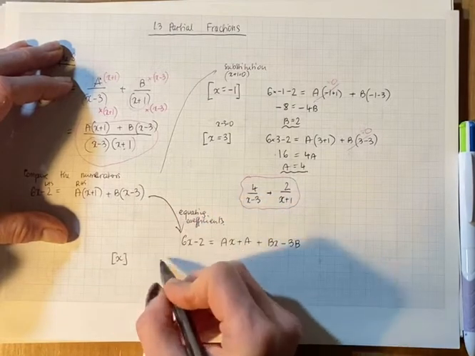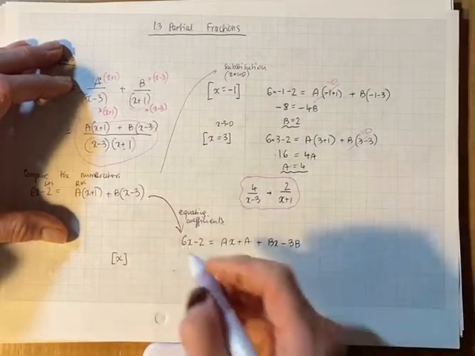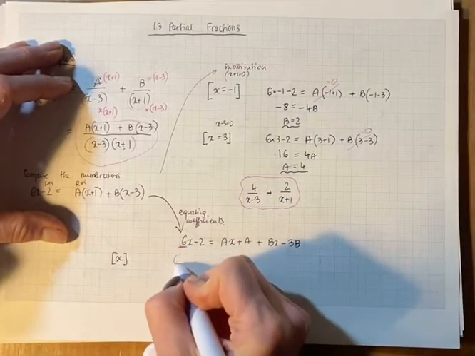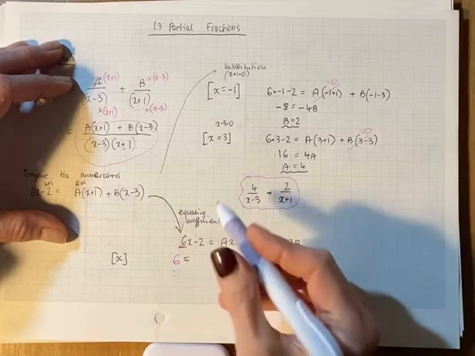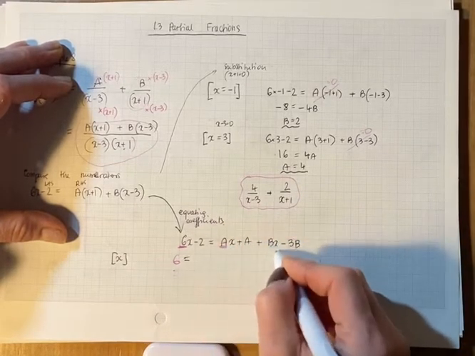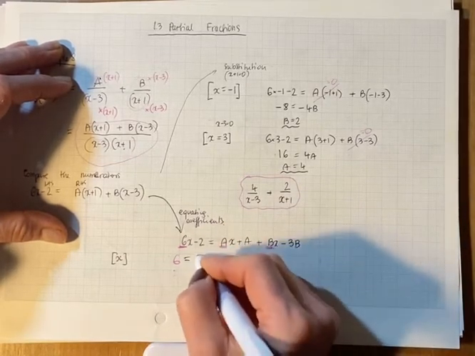Okay, so what is with x's on the left hand side? You've got 6. What is with the x's on the right hand side? Well, on the right hand side I've got a lots of x's and b lots of x's, so it's a plus b.